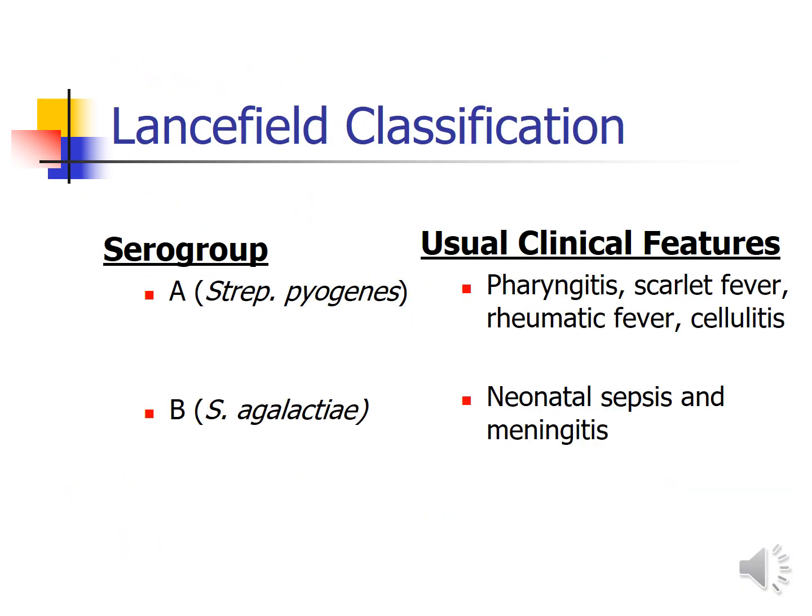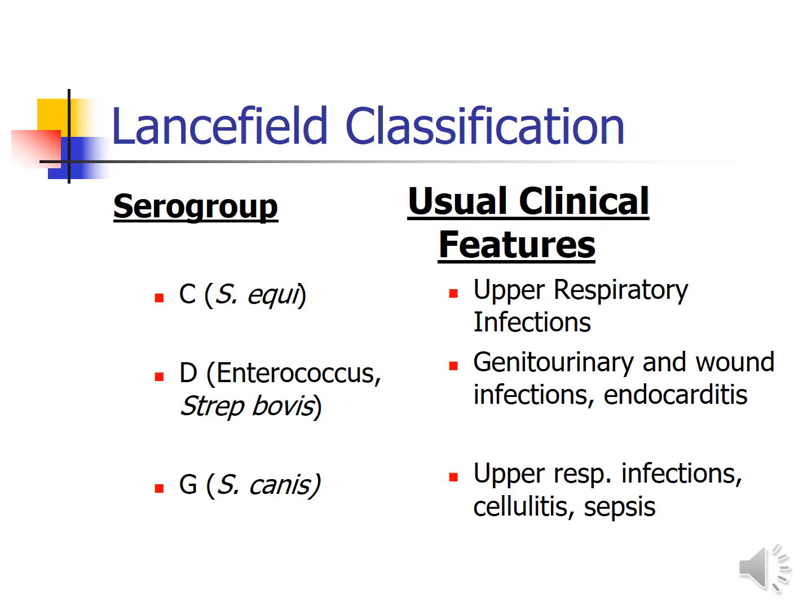Group A, which is Streptococcus pyogenes, causes pharyngitis, scarlet fever, rheumatic fever, and cellulitis. Group B Streptococci, like Streptococcus agalactiae, causes neonatal sepsis and meningitis. Group C causes upper respiratory tract infections. Group D, which is Enterococcus, causes genitourinary and wound infections and endocarditis. Group G causes upper respiratory tract infections, cellulitis, and sepsis.